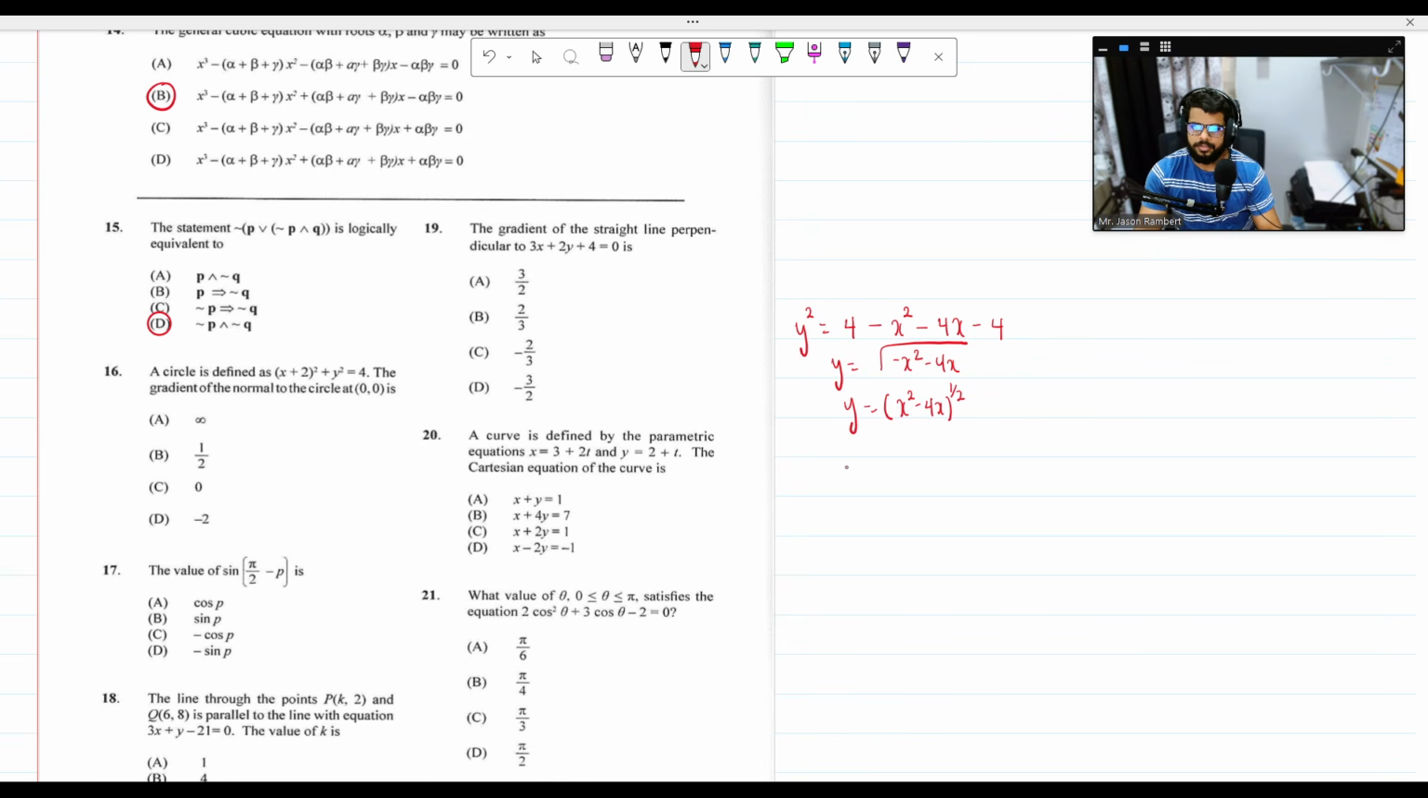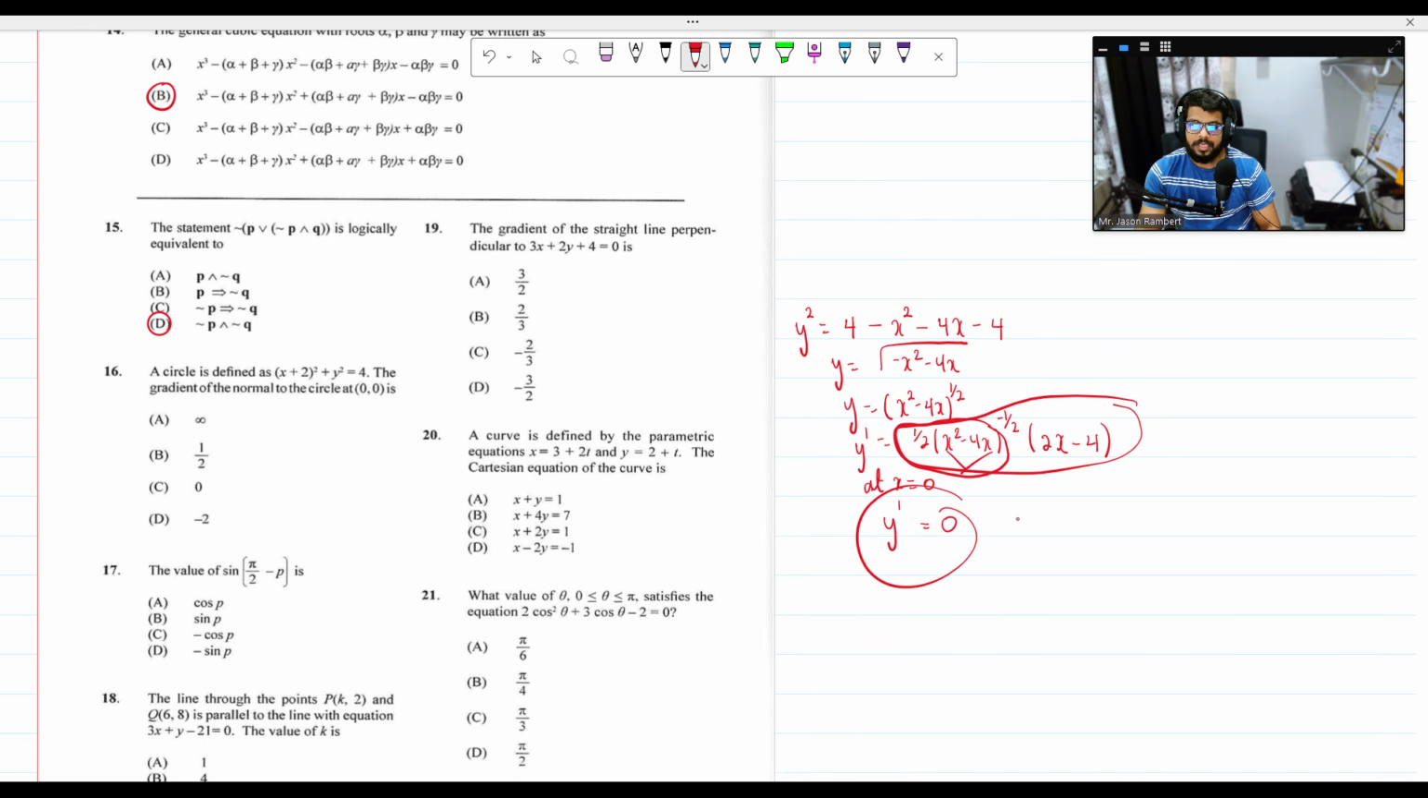Let me go ahead and differentiate. dy/dx, or y prime, is a half times (minus x squared minus 4x) to the power minus a half, multiplied by the differential of the bracket, which is minus 2x take away 4. I'm going to find the gradient of the normal to the circle by plugging in the value of x, again the gradient of the tangent. So at x equal to 0, I'll get 0 here and 0 here. So this whole thing turns to 0, which is multiplication, and this whole thing turns to 0.